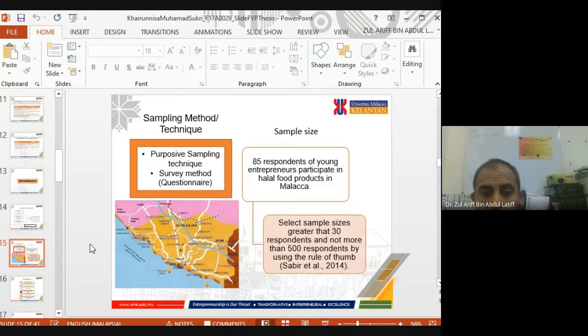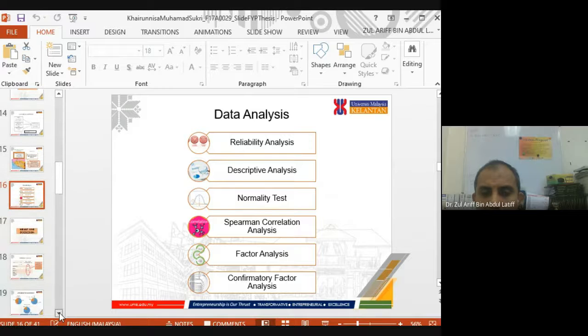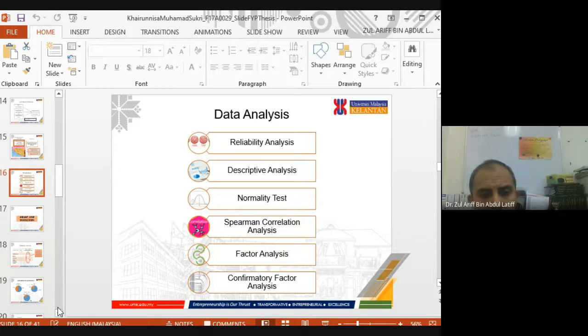Okay, the technique she's using is purposive sampling. You have the map of Malacca. 85 respondents because it's higher than 30, as stated here. Okay, the analysis she's doing: reliability, descriptive, normality, Spearman, factor. Quite a number. I think my FYP is also using similar techniques.